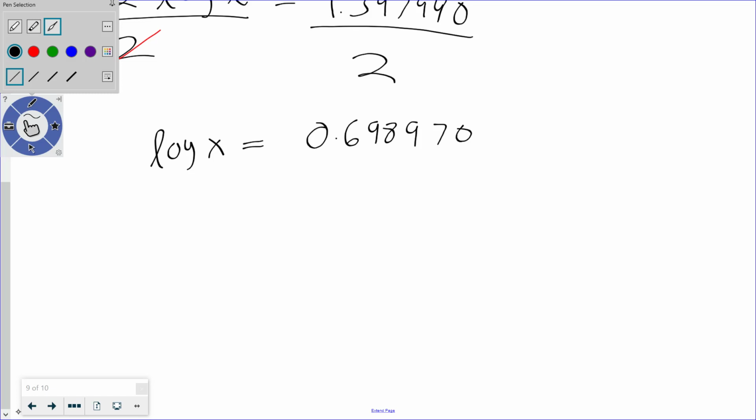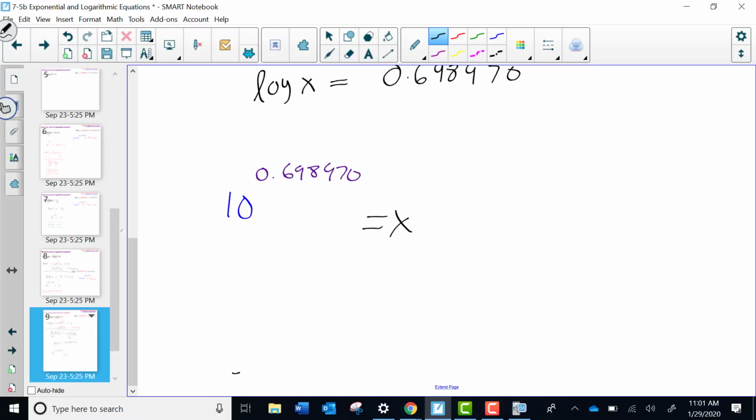Now, this is the new stuff we learned today. What do we do now? Marie? Don't you have to make it into that form? Exactly, exponential form. 10 to the 0.698970. Okay. x equals 5.